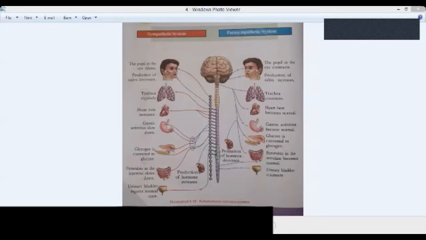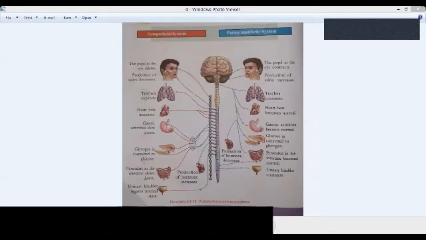That is, the pupil in the eye contracts, production of saliva increases, then trachea contracts, heartbeat becomes normal, gastric activities become normal, glucose is converted into glycogen, peristalsis in the intestine becomes normal, urinary bladder contracts. These are the changes that happen with the parasympathetic nervous system. And then production of hormones decreases. All these are the changes happening with the help of the parasympathetic system when our body becomes normal. Is it clear for you?